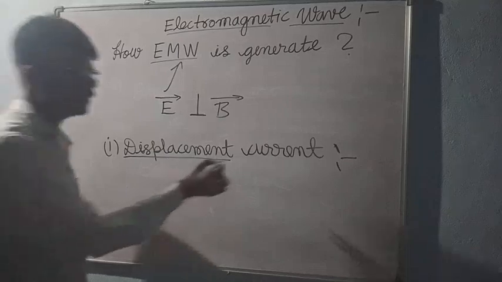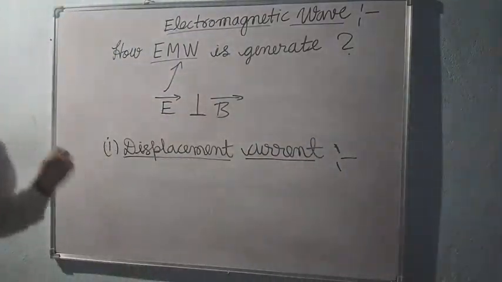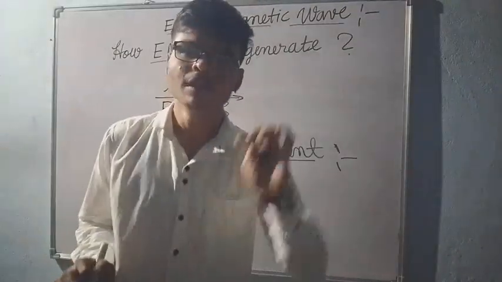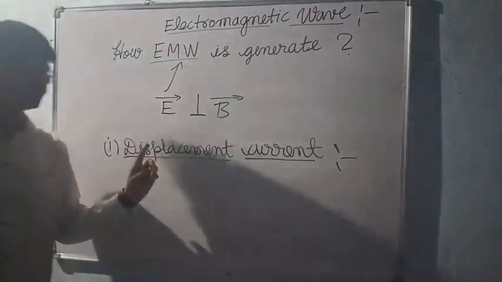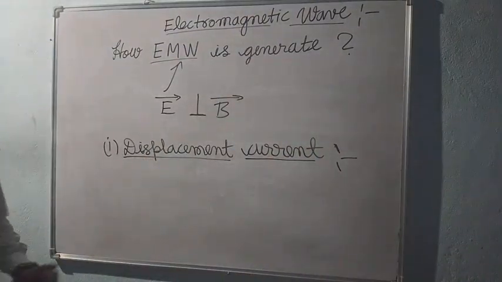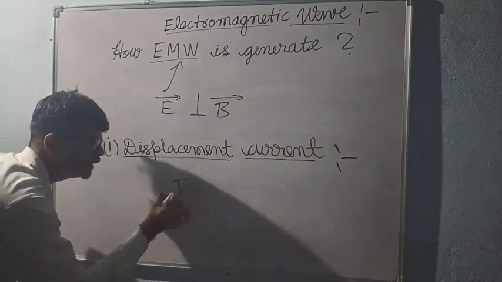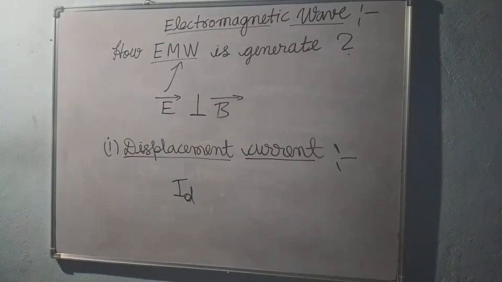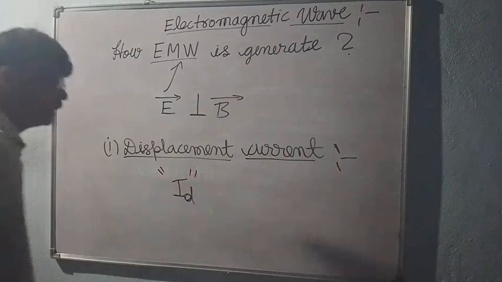You know what the meaning of current is? Rate of flow of charges. Displacement current means how current is displaced. There are two types of current we have to study here. One is conduction current, and the other one is displacement current. What is the meaning of this displacement current? It is simply represented by ID. Displacement current is represented by ID.